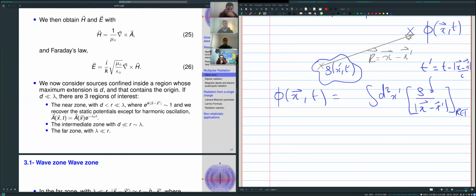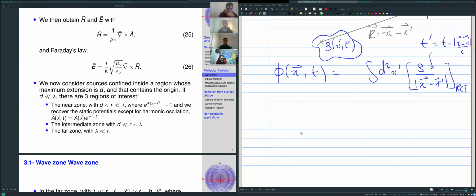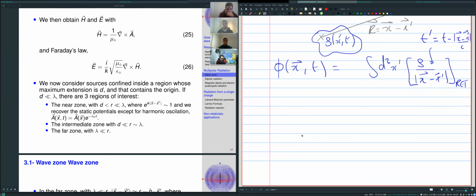The intermediate zone, when we, let me make a drawing of what I mean here. So this would be the sources. Well, I've got them here too. So this is where we have the sources.